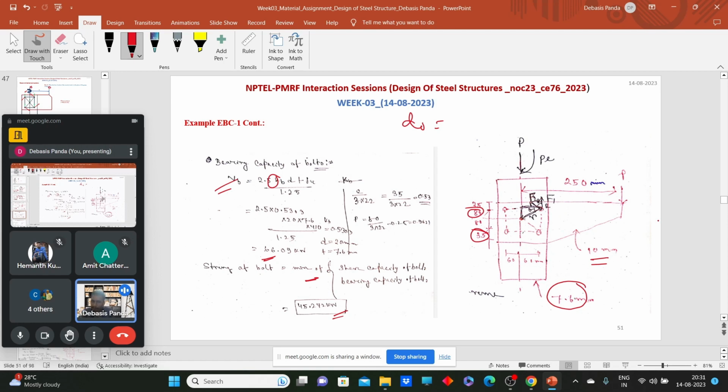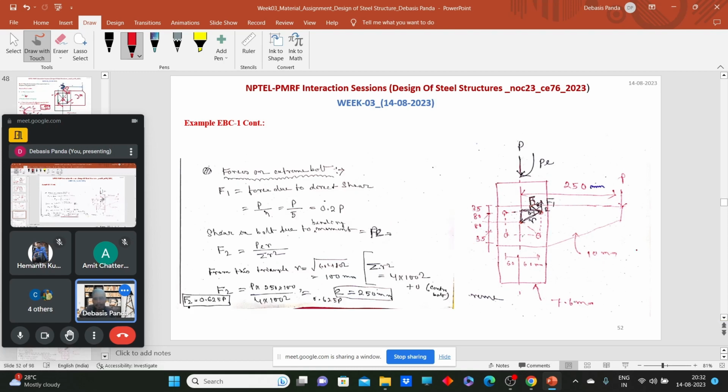Now what we need to do? We need to find out the F1 force on this extreme bolt, F2 force on that extreme bolt. Then we need to find out the resultant force. Now if that resultant force F is equal to this, then we can say that yes, that amount of load we can transfer. When we equate this equation, we can find out the P value. So how can we do that? First calculate the F1 forces.